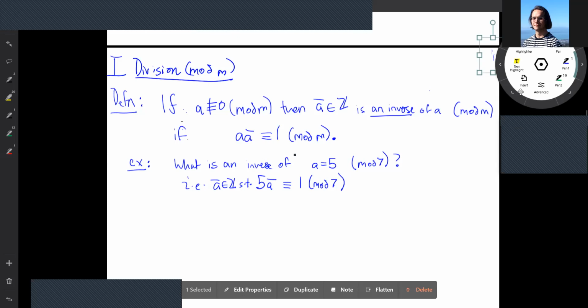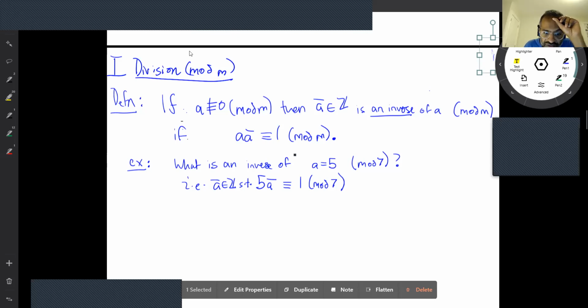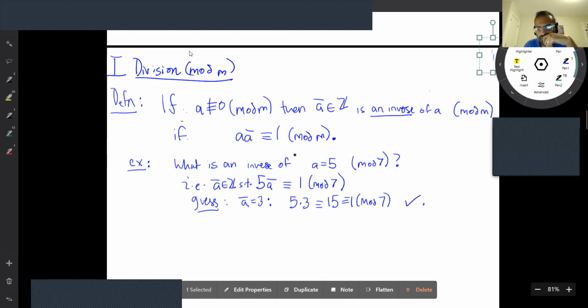Could a bar equal 3? Well, let's guess a bar equals 3. Then you get 5 times 3 is congruent to 15, which is indeed congruent to 1 mod 7. So good, this is an inverse. But this was a little bit of guessing, right?